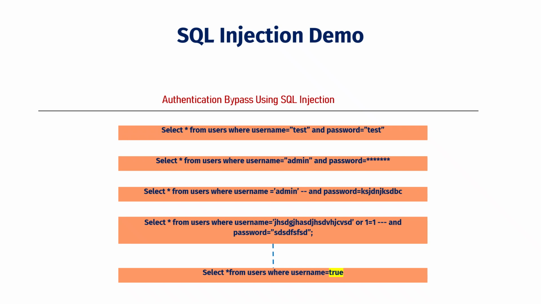So let me explain again. Select star from users where username is equal to a random value or 1 equal to 1. Look at username is equal to a random value or 1 equal to 1. This is always going to return true. And then you have the double hyphen which ignores anything after the double hyphen. So it's like select star from users where true. So the database is going to interpret the query to be true and return the first record in our case and allow us to log in as an admin user.